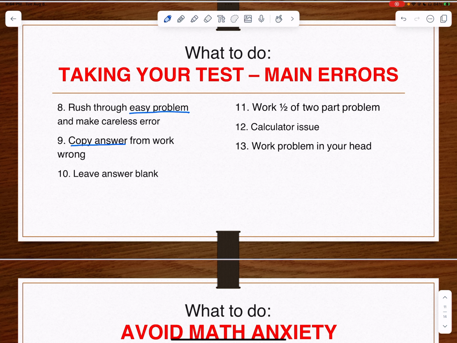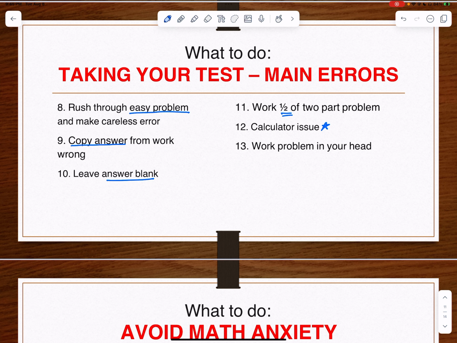Now, fortunately, you've got a teacher that goes back and spends a lot of time trying to find you some points. So I might mark the answer wrong, but when I go back and look at your work, I'll be like, oh, they got all the work right. So they just get 2 points off instead of it being worth 12. But it would be much better if you didn't copy it wrong and then you get those 2 points. Or you leave the answer blank. You might have even worked the problem, but you leave the answer blank, or you just don't work it. So I want to make sure that you try and work every problem. Again, only worked half of a 2-part problem, or you have a calculator issue.